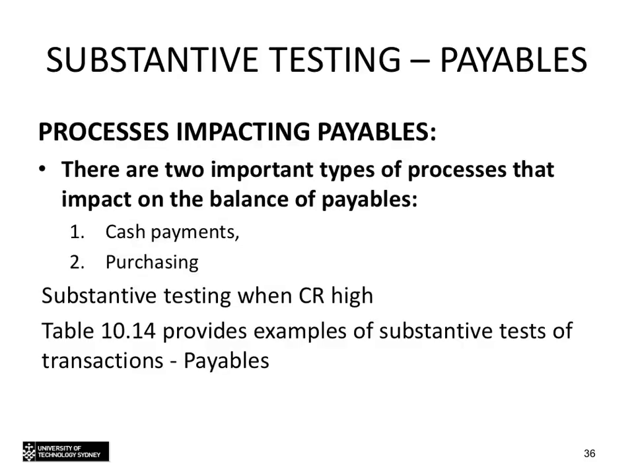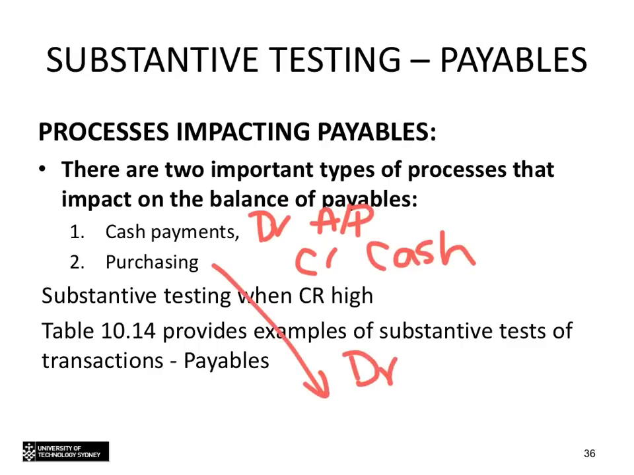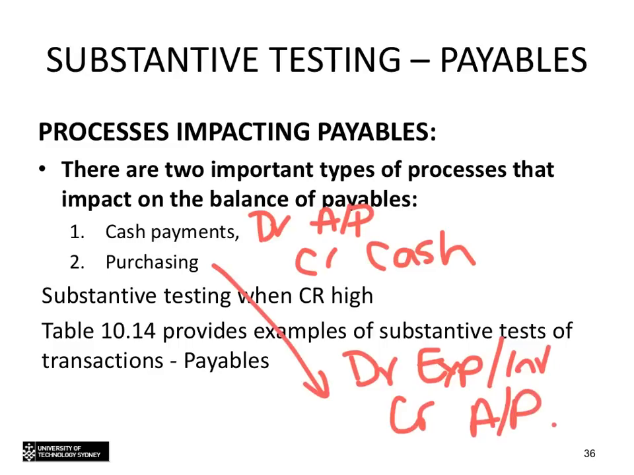Obviously, we have our cash payments because when I buy things and then when I go to make the payment, I go debit accounts payable, credit cash. All right. And when I buy things, I go debit expense of some sort or maybe inventory, credit accounts payable. Okay.